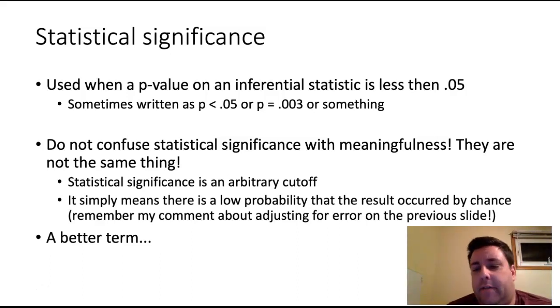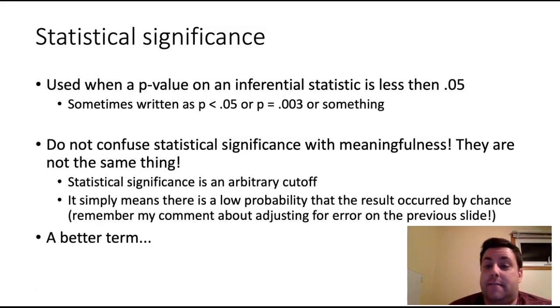So statistical significance is simply when the p-value on some inferential statistic is less than 0.05. It's sometimes written as p less than 0.05 or p equals 0.00 something, similar to that. The thing to be aware of, though, is that statistical significance is not the same thing as meaningful. These are not the same things, although in common discourse, they are often presented as the same thing.